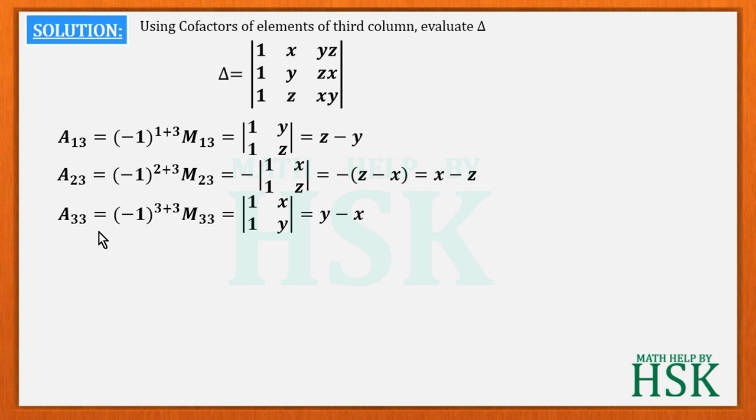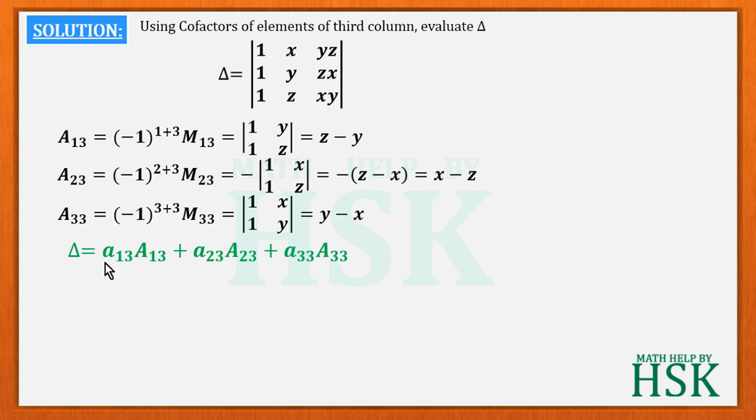And similarly, a33 would be equal to the cofactor of this element, and this will be given by minus 1 to the power of 3 plus 3 into m33, and m33 would be equal to the determinant 1 x, 1 y, and this will be equal to y minus x.